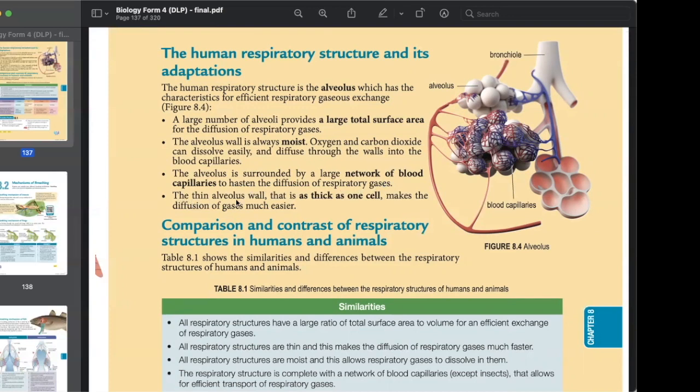And then it has thin wall. Dia nipis. Okay, so senipis iman awak tu lah. Okay, why? To make the diffusion gas much easier and faster. So kalau dia nipis, cepatlah gas boleh bergerak.